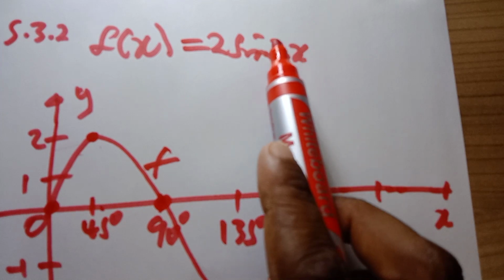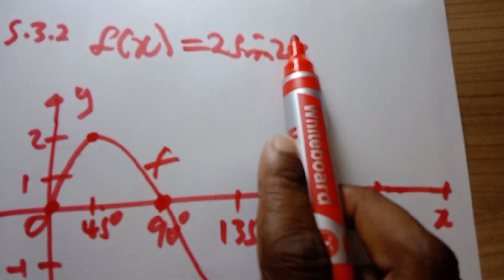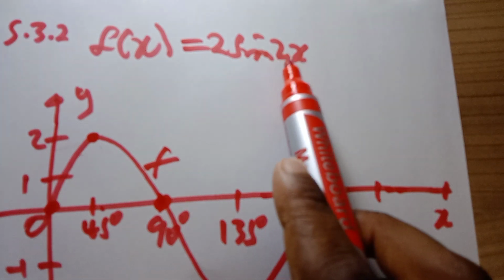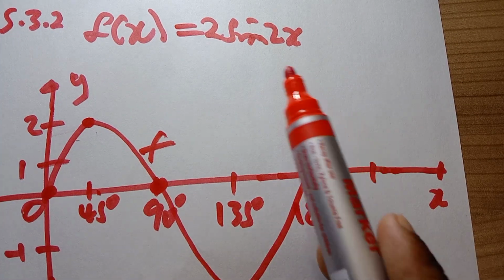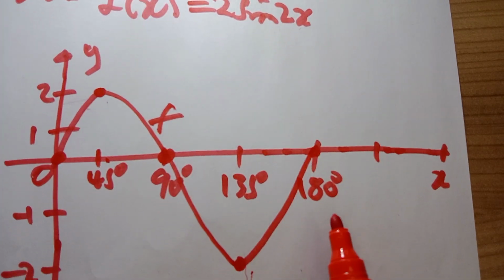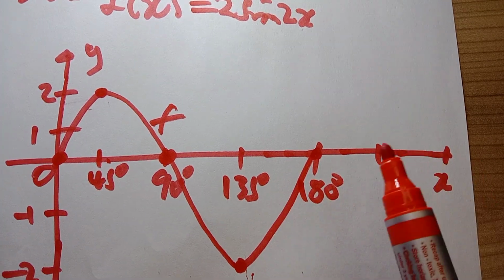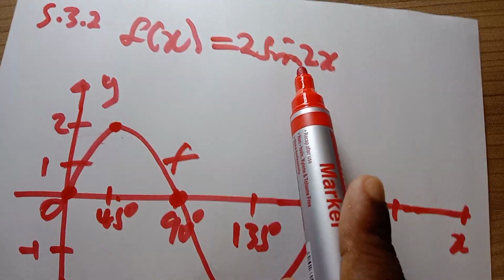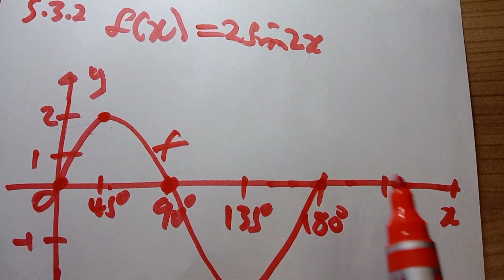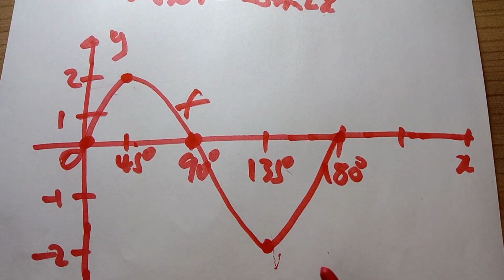Then this is the value of k. If the value of k is a natural number like this one, in this case 2, then it's going to reduce the period. You see the period now is 180, it is not 360, because of this 2. If it was going to be 1 over 2, it was going to stretch like that.